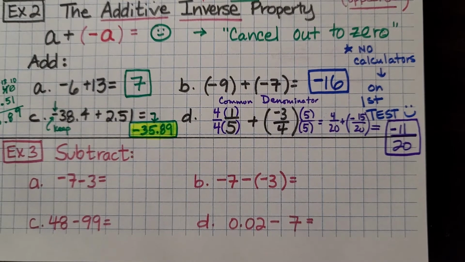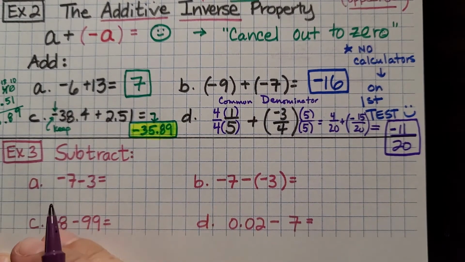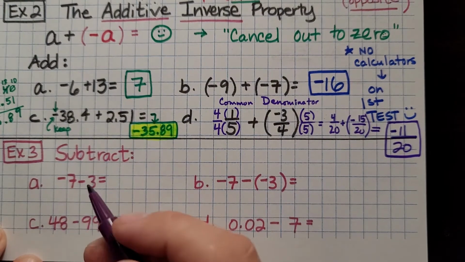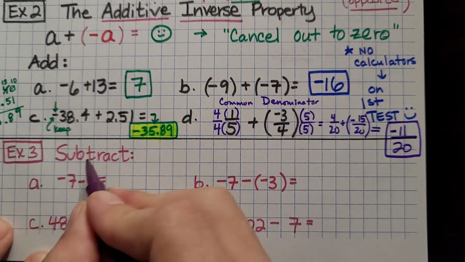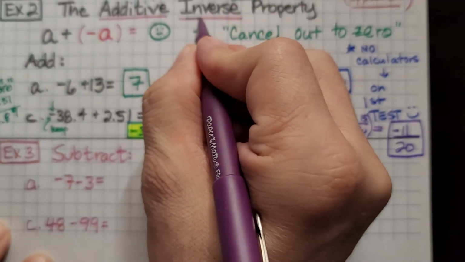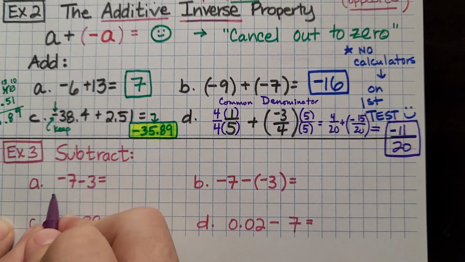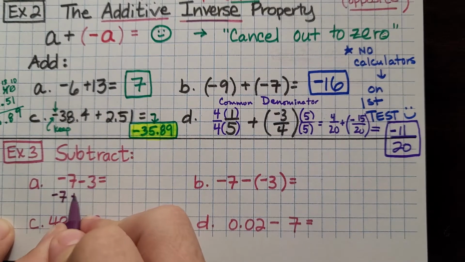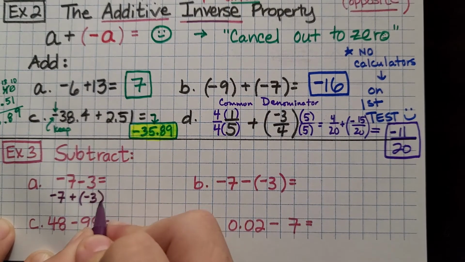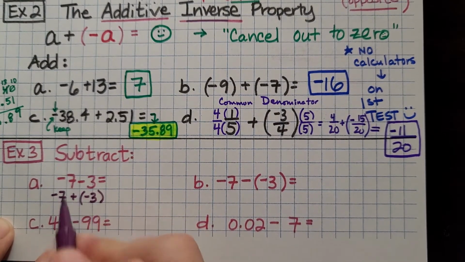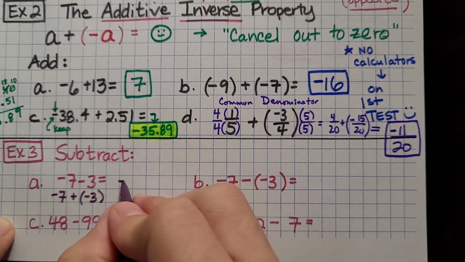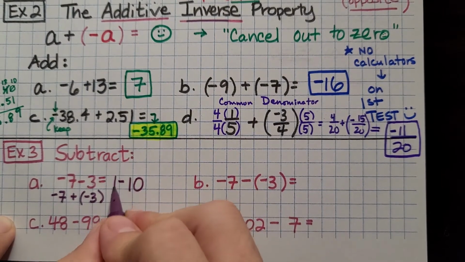Here we go. Subtract numbers. You have one of two options when you're subtracting. Remember, we're doing this without calculators now. You could think of it like this. What is subtraction? Subtraction is just the inverse of addition. This is the same thing as a negative 7 plus a negative 3. So if the signs are the same, add the numbers, keep the sign. That's nothing more than a negative 10 right in front of your eyes.